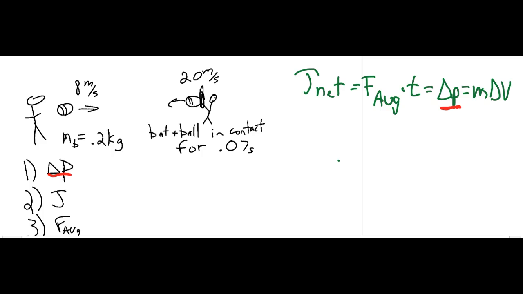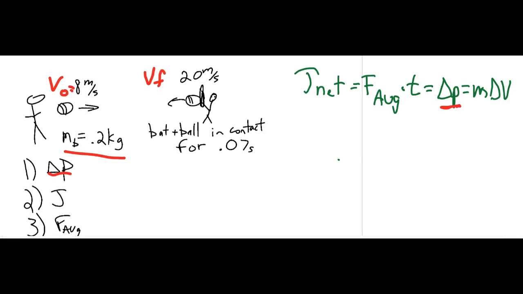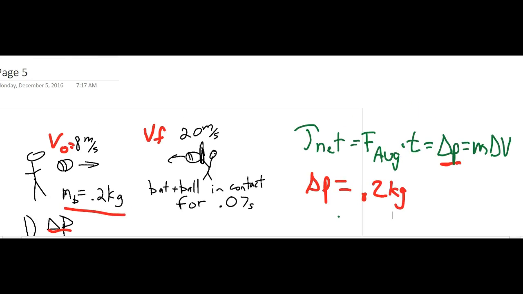I could do force times time, but I don't have the force. I could do m times change in v. So I have the mass, I have the velocity initial, and I have the velocity final. Okay, so let's go to work. Change in momentum equals the mass, which is 0.2 kilograms, times our change in velocity. Change in velocity is v final minus v initial. So v final is 20 minus v initial is 8.